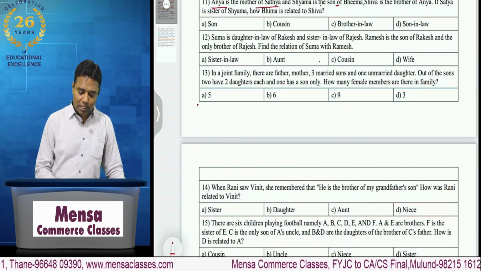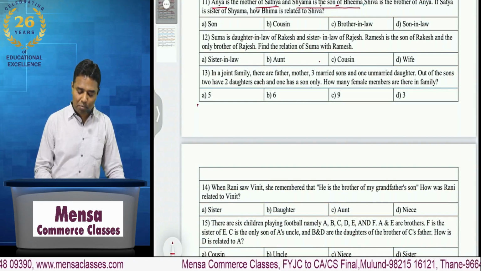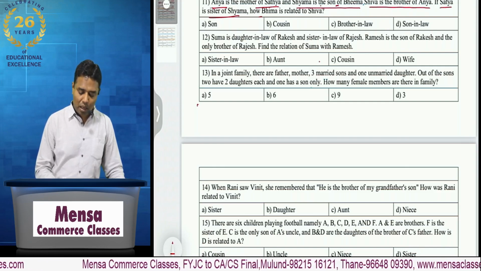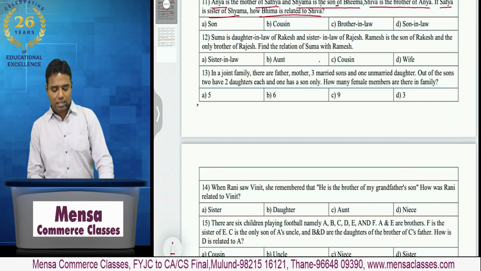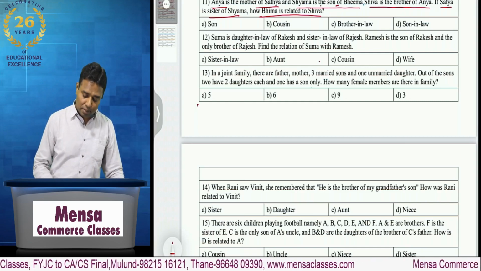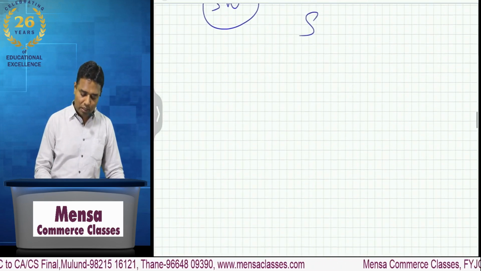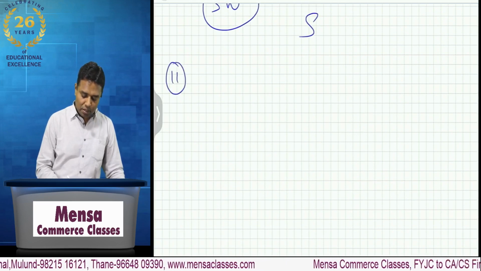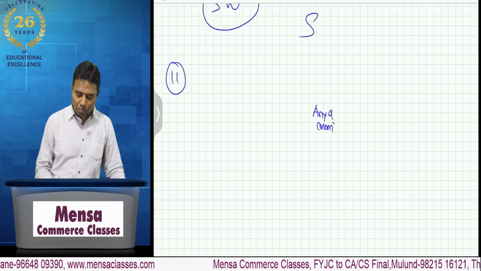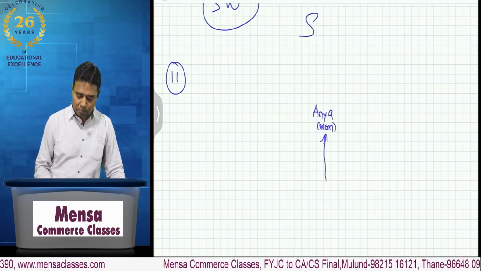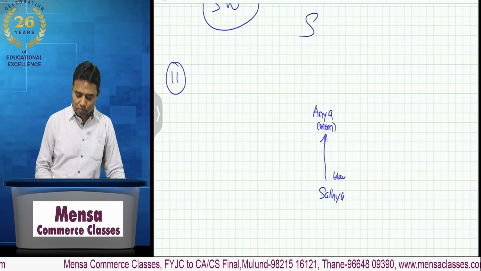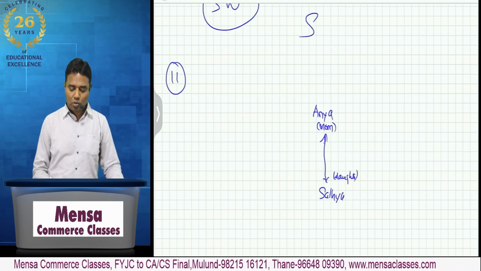Anya is the mother of Satya. Shama is the son of Bhima. Shiva is the brother of Anya. Satya is the sister of Shama. How is Bhima related to Shiva? That is the question. So let's draw the diagram properly, the family tree. Let's do it generation wise. Anya is the mother of Satya, so obviously Satya is the daughter.